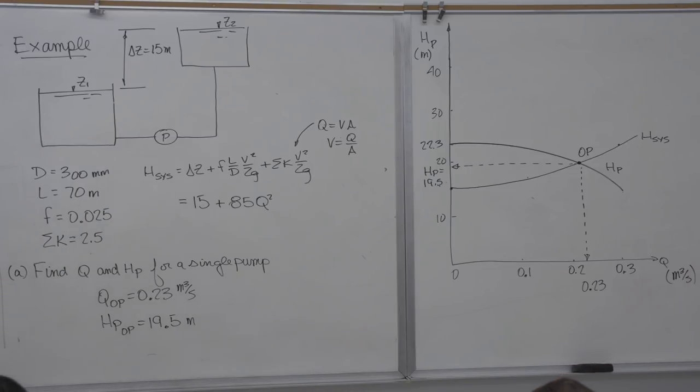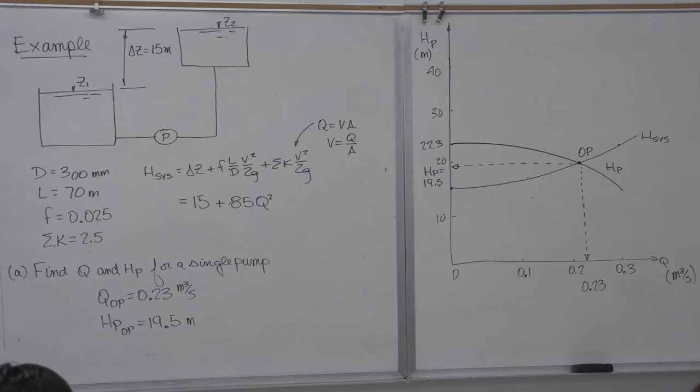Okay, one pump. That's review. We did that before, one pump. We're not interested in one pump. We're interested in multiple pumps. Okay, so now the second part of the problem: delta Z is still 15, but now I put two pumps in parallel.